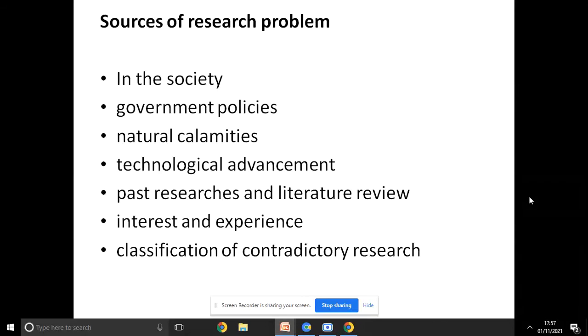Now we have to check on the sources where the research problem can be found. The research problem can be found in the society. Maybe a researcher has to find why there is a shortage of food in different marketplaces around a specific area, or it might come from government policies, natural calamities, technological advancement, past research and literature review, interest and experiences, and clarification of contradictory researches, that they have to go and do research so that the issue will be clear.